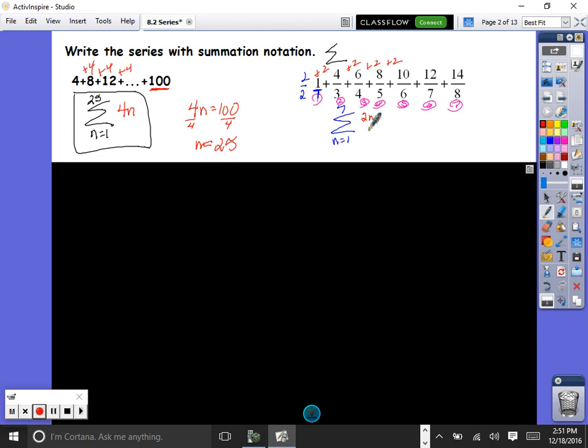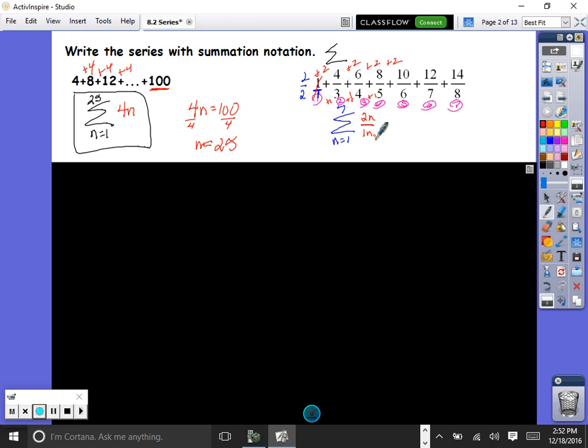Now let's see what we can get in the denominator. 1, 2, 3, 4, 5, 6. I'm consistently adding 1, adding 1, adding 1. So that would be 1n. Is 1 times 1, 2?